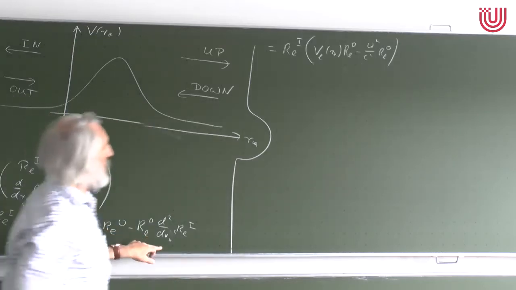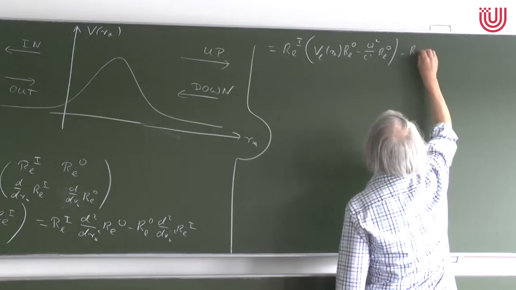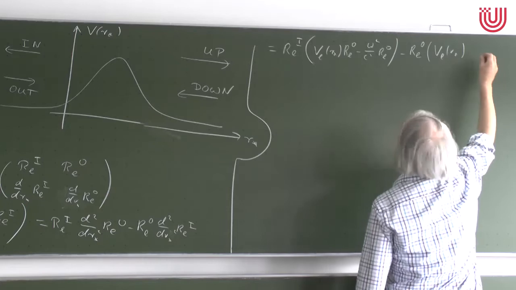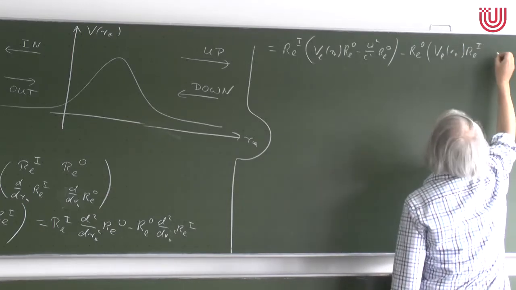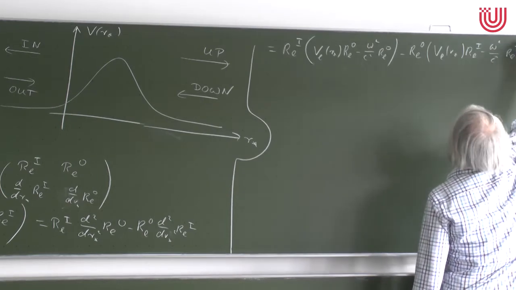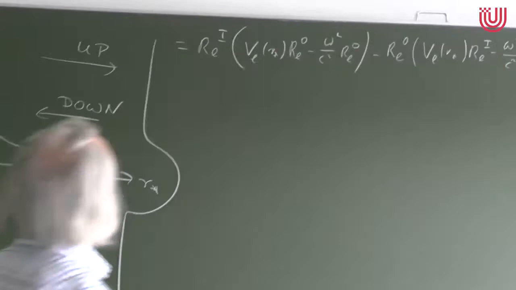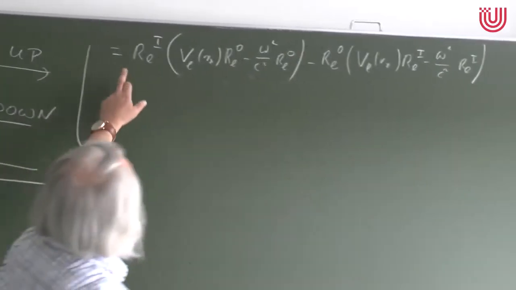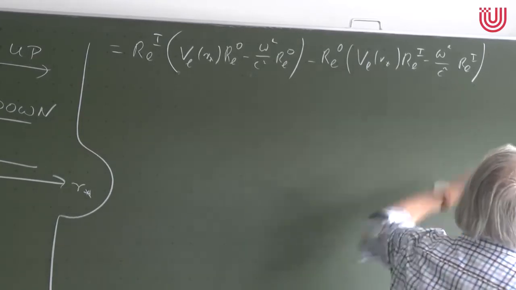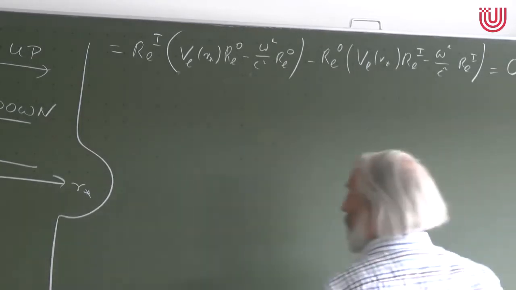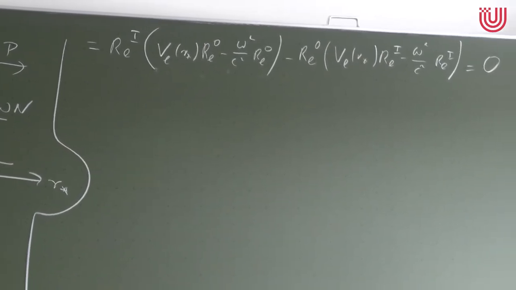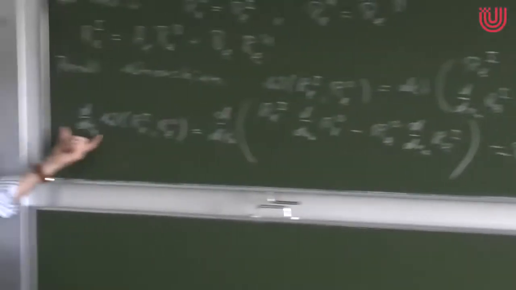And here exactly in the same way, minus R_L^out V_L R_L^in minus omega squared over c squared R_L^in. Yeah, and you see the terms drop out, right? R_L^in, R_L^out, R_L^in, R_L^out. So this gives zero. All terms drop out. So the derivative, not with respect to s, with respect to r star, the derivative of this thing is zero.